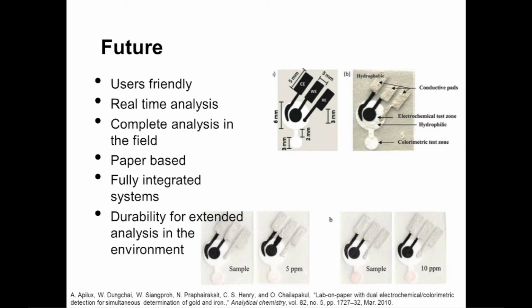The device featured on the right is a paper-based device for detecting iron-3 in the environment and incorporates an electrochemical detection and also has a colorimetric section that allows instant feedback to the operator.